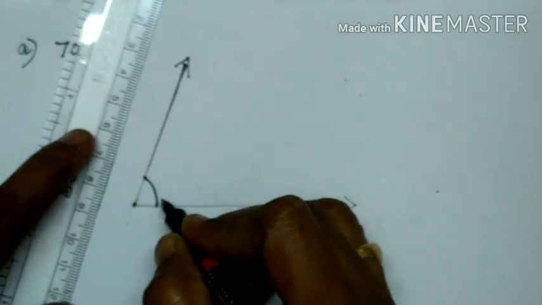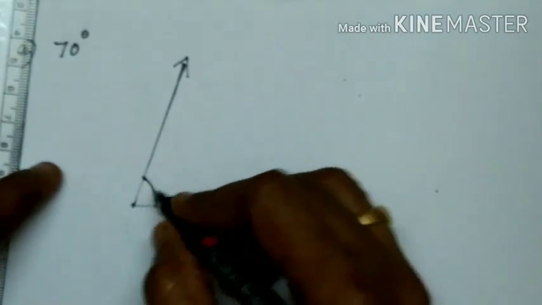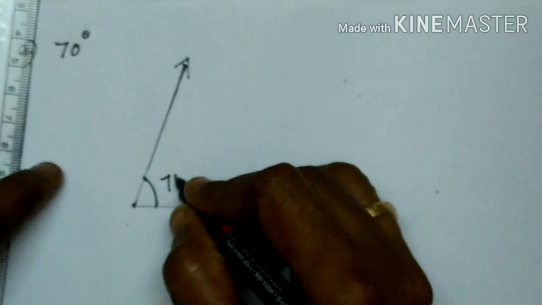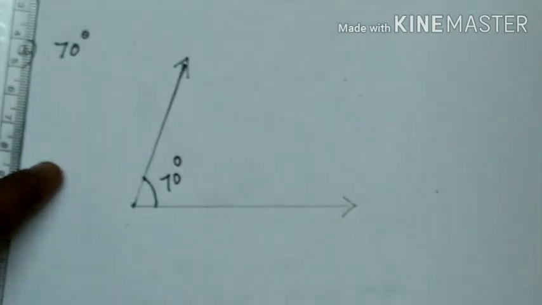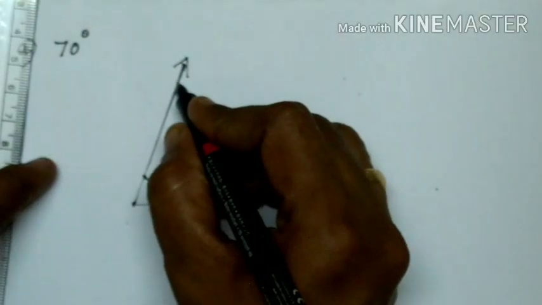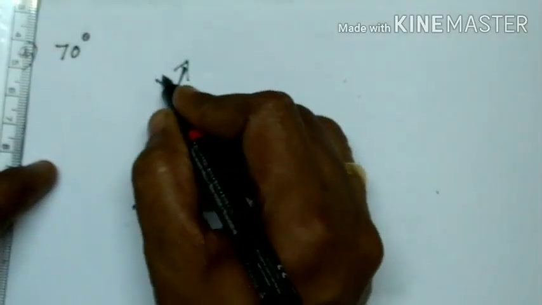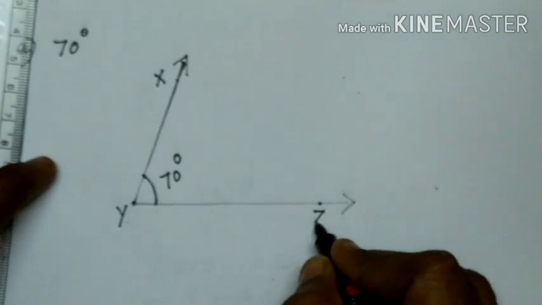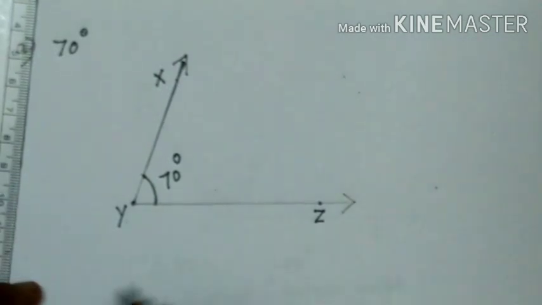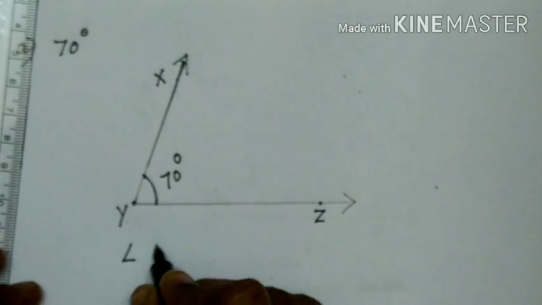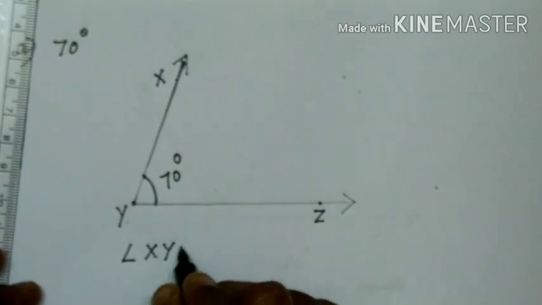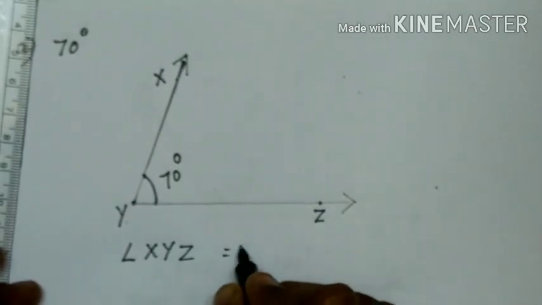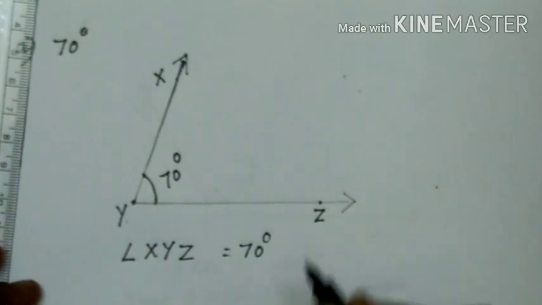What is the next step? The measurement of the angle we can mention like this: that is 70 degrees. And then the next step is how to write the name of the angle: X, Y and Z. So angle XYZ is equal to 70 degrees.